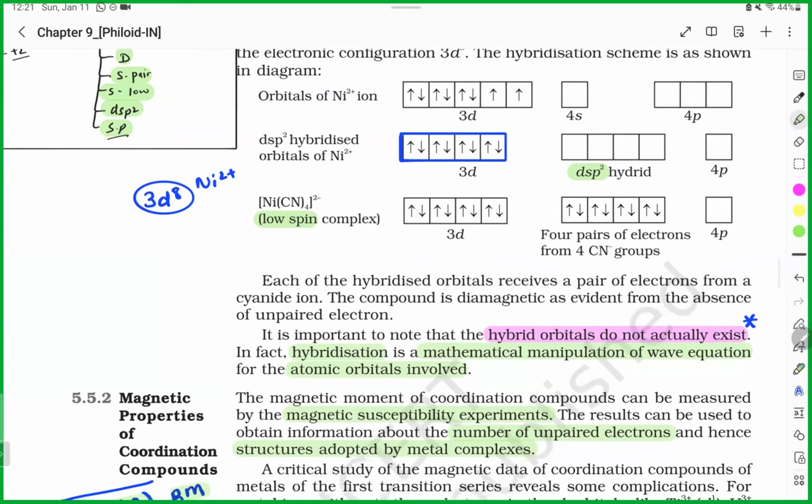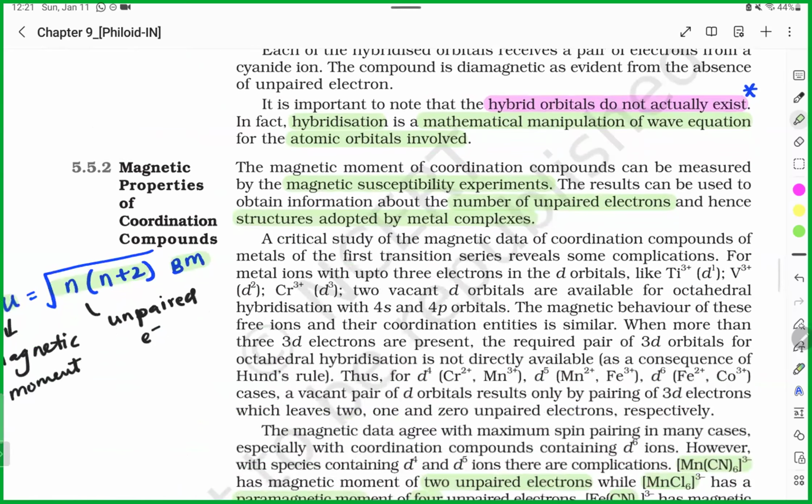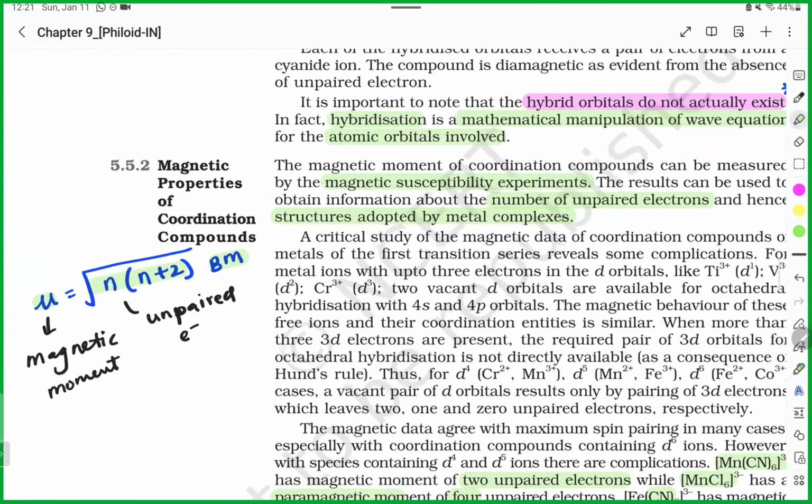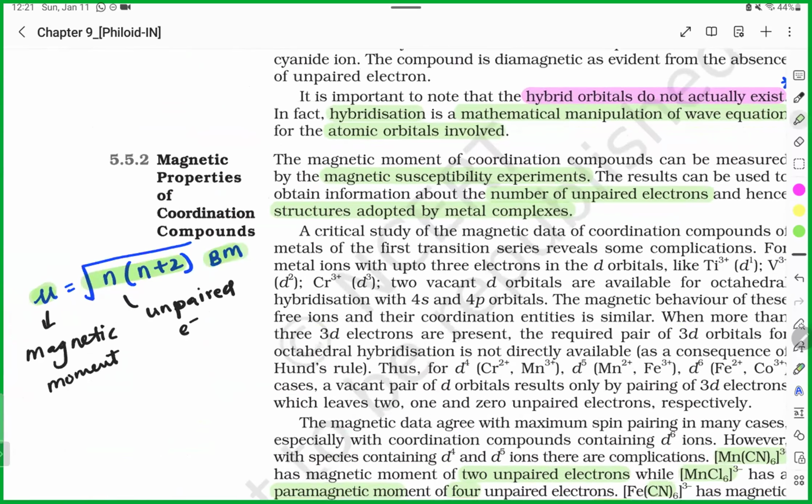And last point, in reality, hybrid orbitals do not exist. It is just a mathematical calculation to understand the atomic orbital. But in reality, there is no existence of the hybrid orbital. Hybrid means mixture. Magnetic property we already know from the last chapter, D and F block. This formula you already did many times. We did questions, so I will not touch this part.